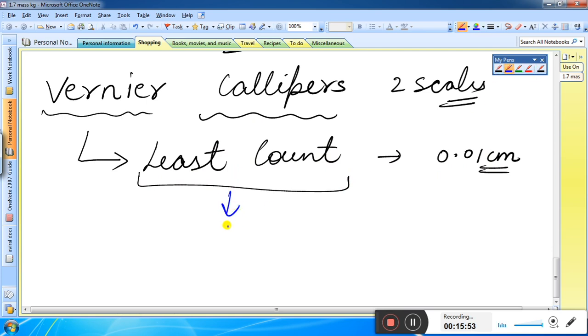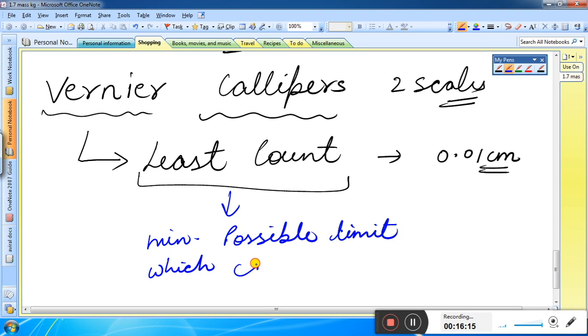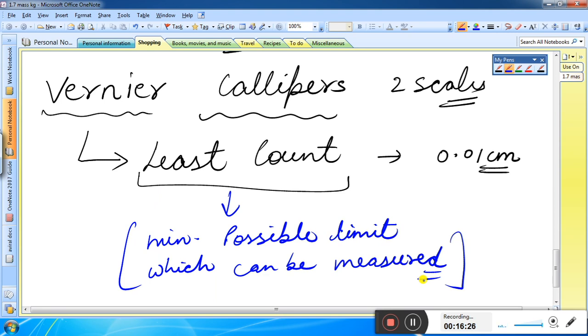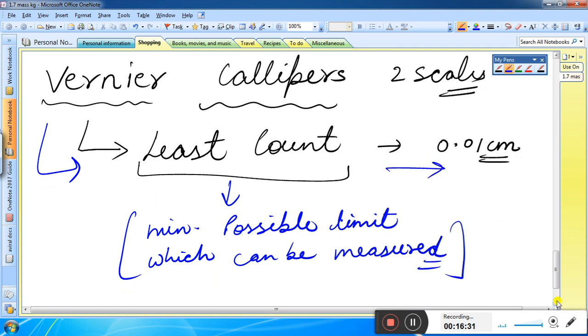Least count, for now you can understand it in a simplified way, is the minimum possible limit which can be measured. You can say this for a while, that least count is the minimum possible limit which can be measured with the help of any instrument. Like for vernier calipers, least count is 0.01 centimeter.